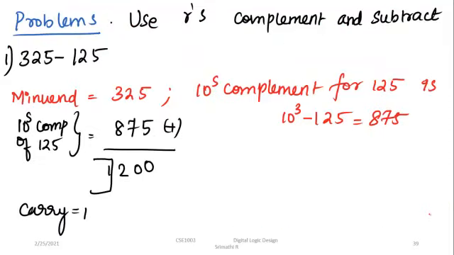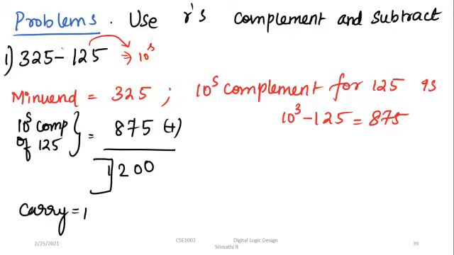So the problems, as I said, we need to process data in machines. For processing those data in the machines, we are dealing with the r's complement and the r minus 1's complement. So let us implement these by means of problems. Subtract 325 minus 125 using r's complement. This is the decimal number, so r's complement is nothing but we need to use the tens complement for the subtrahend.